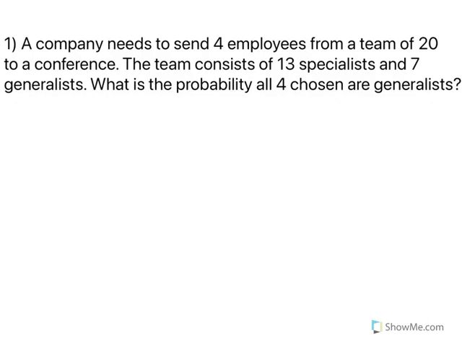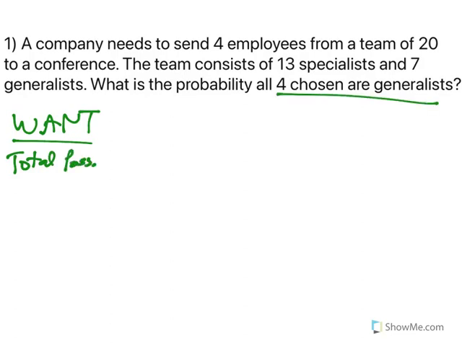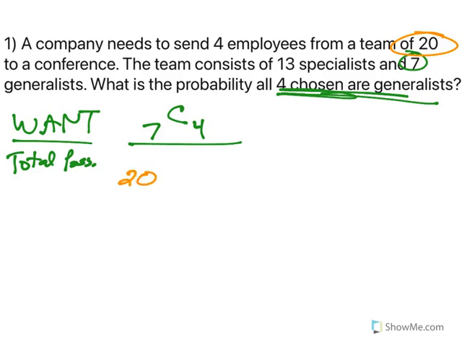Okay, so now, again, probability, think about what do we want over total possibilities. Now, I want 4 generalists, but I have 7 to choose from. So I have 7 choose 4, because out of the 7 generalists, I want all 4 to be chosen. That's what I want. Now, the total possible is that I have 20 team members, so I have 20 total possibilities, and I want to choose 4 of them.